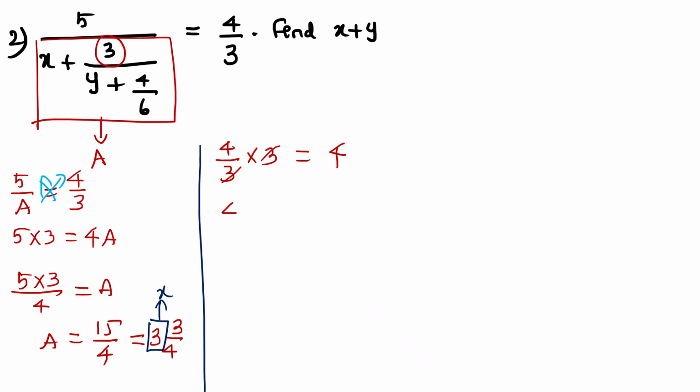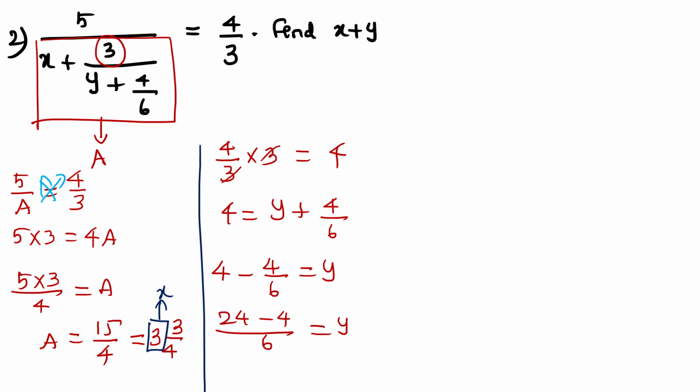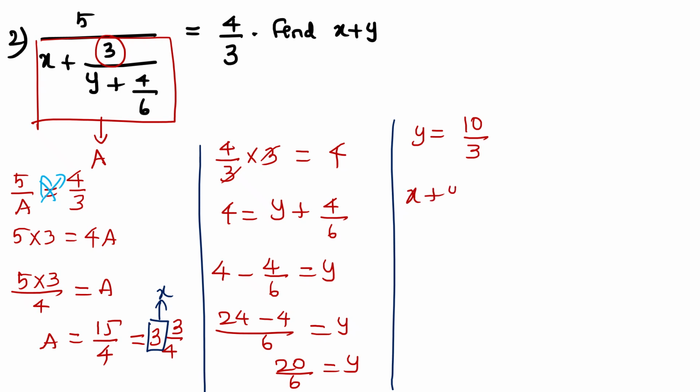This 4 will be equated with y plus 4 upon 6. So 4 minus 4 by 6 gives you y. Then taking LCM, 24 minus 4 by 6 gives you y, so 20 by 6 gives you y. Reducing to the lowest form, y is equal to 10 upon 3. Now I have to find x plus y. x is 3 plus 10 upon 3, which is 9 plus 10 upon 3, which gives the answer 19 upon 3.